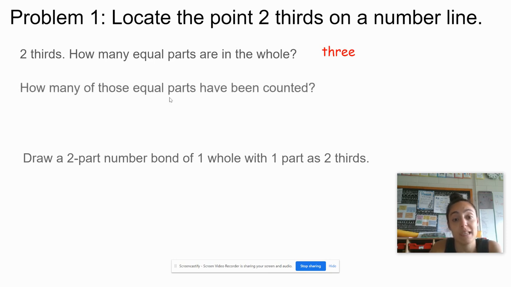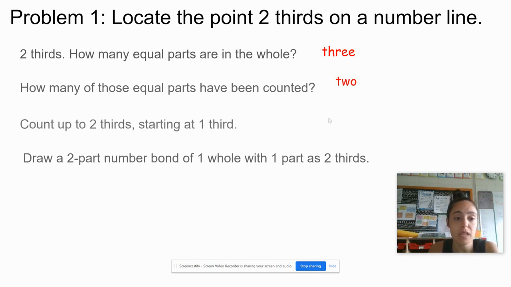Next, how many of those equal parts have to be counted? So if this is my thirds, how many pieces do I need? I need to count 2 because my fraction is 2/3. So 2 need to be shaded in or counted. Lastly, count up to 2/3, starting with 1/3. So I know there are 3 total. So I have 1/3, 2/3, and that's how many it takes me to get here. So I have 2 parts to get to my 2/3.